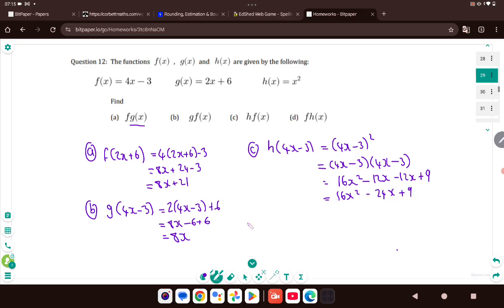And the last one, f of h of x, f of x squared, 4x squared minus 3. Okay. Move on to inverse functions now. You will find a revision video on that topic.